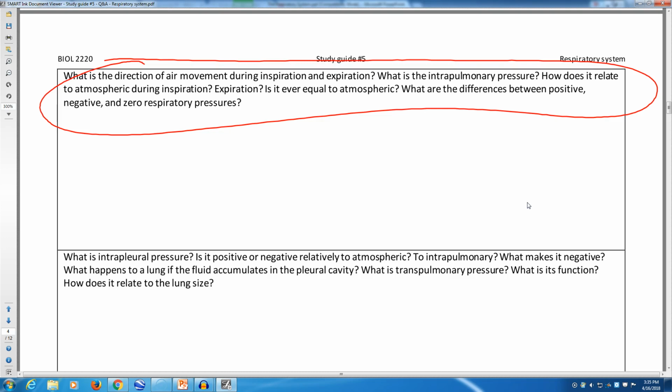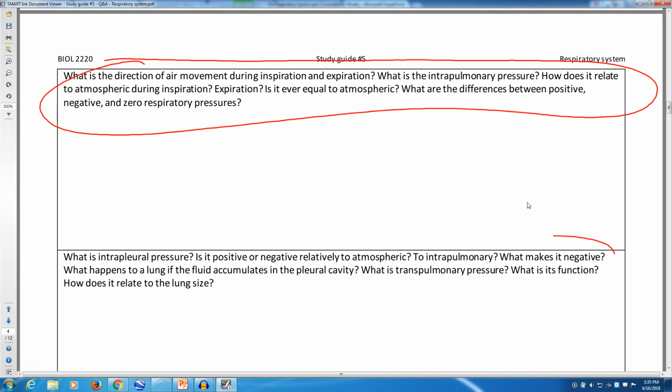So when we talk about respiratory pressure, negative respiratory pressure is lower than atmospheric, positive is higher. Does that make sense? So basically, during expiration, we have positive respiratory pressure. During inspiration, we have negative respiratory pressure. Are we clear?